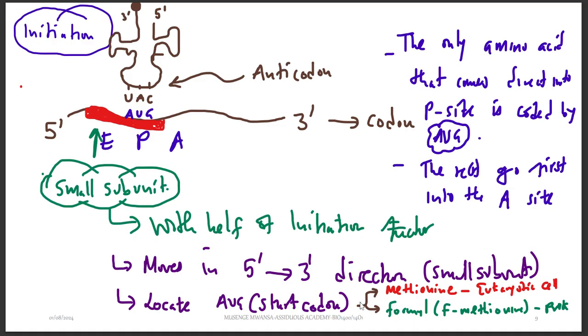And I want you to take note that the small ribosomal subunit moves in the 5' to the 3' direction. And then, if it is in eukaryotic cells, the first amino acid which is brought is methionine. But in prokaryotic cells, the first amino acid brought is not methionine, but F-methionine, also known as formyl-methionine.